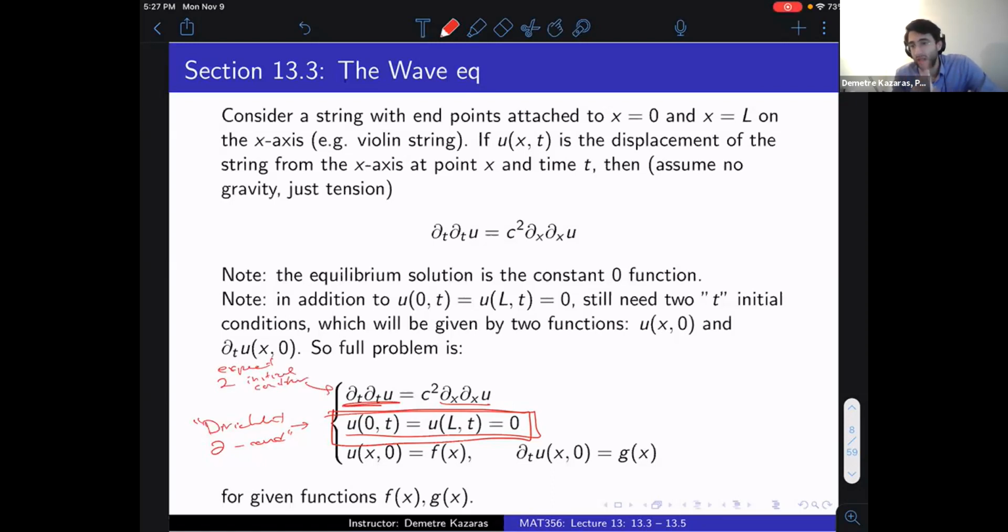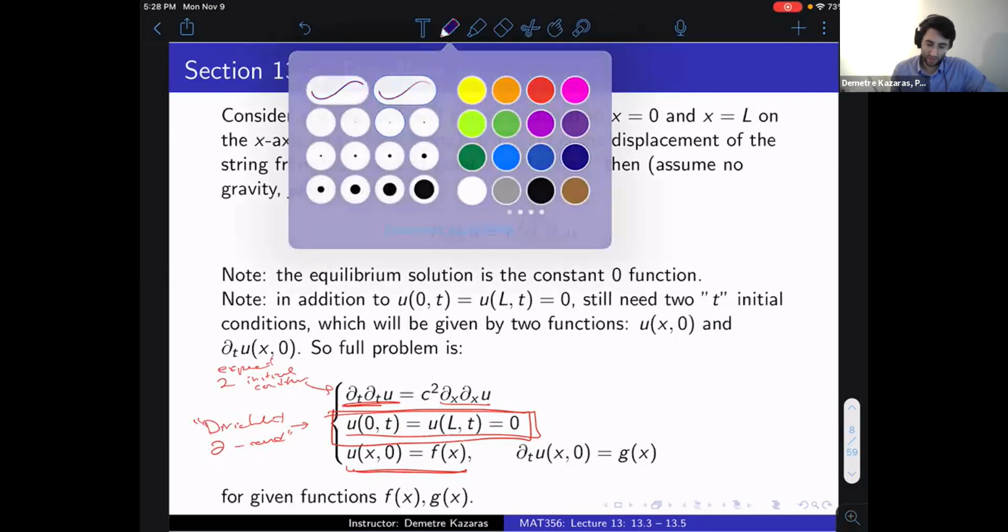Unlike in the heat equation, where there was really only one initial condition that needed to be imposed, here we should expect two because we have two time derivatives. In theory, in solving for u, you're integrating with respect to t twice, so we should need two initial conditions. The two initial conditions that are natural to impose in this context are, one, the initial configuration, the initial displacement of the string. The picture of the string at time t equals 0.